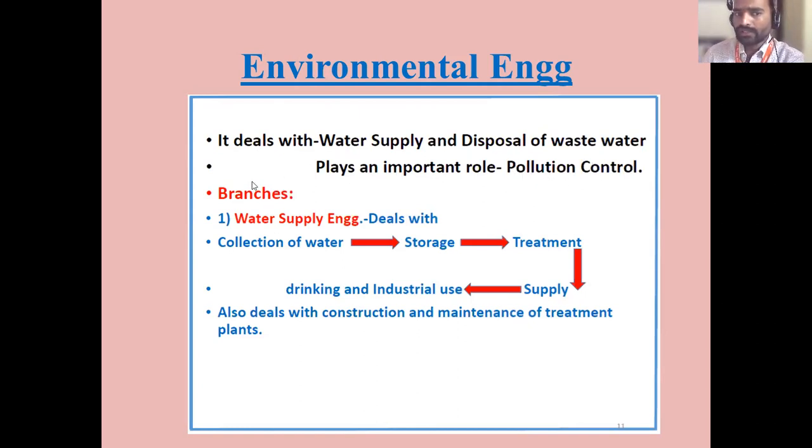So what are the branches of environmental engineering? First one is water supply engineering. Second one is wastewater engineering. Correct. Third one is air pollution. Okay, you have seen this one.